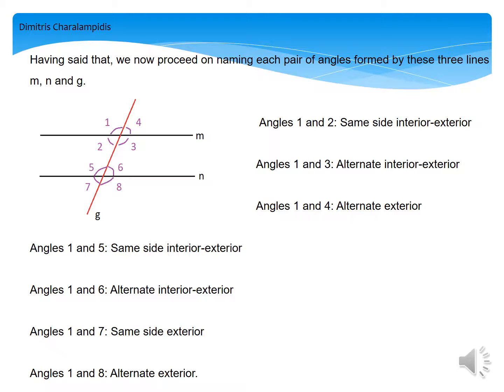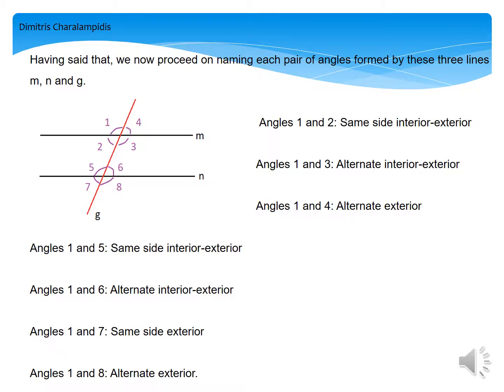Angles 1 and 5. They are same side angles since both of them are on the left of line G, and interior-exterior since one of them, and particularly angle 5, is between the parallel lines M and N, while the other one, the angle 1, is outside of these lines respectively. Angles 1 and 6. They are alternate because they are on different sides of line G, and interior-exterior again, since angle 6 is between lines M and N, while angle 1 is outside of them respectively.